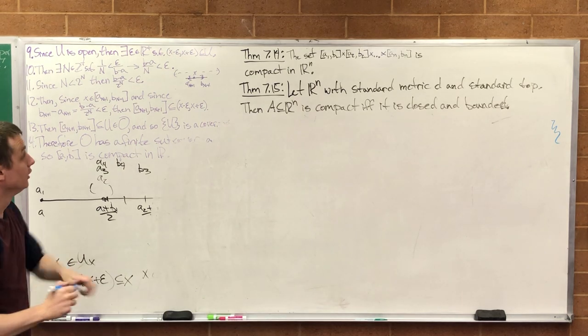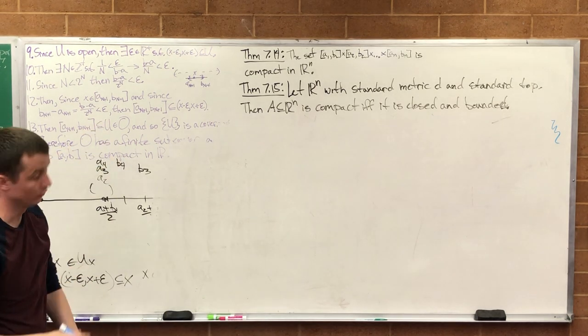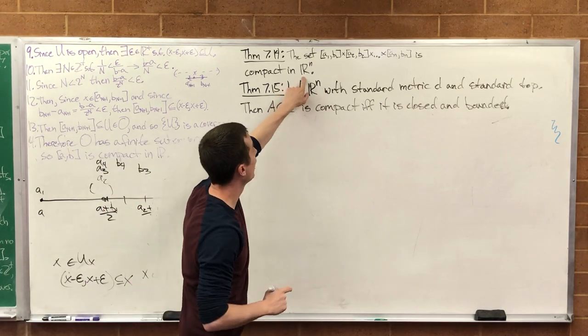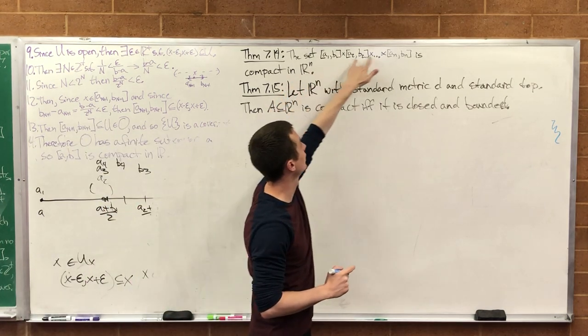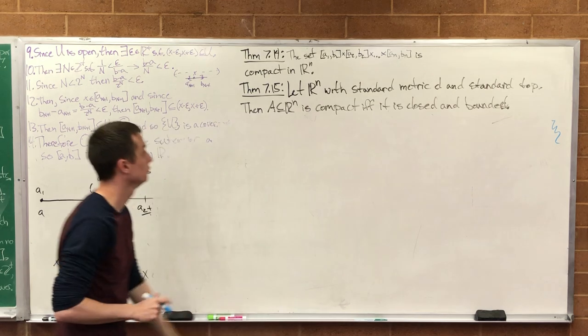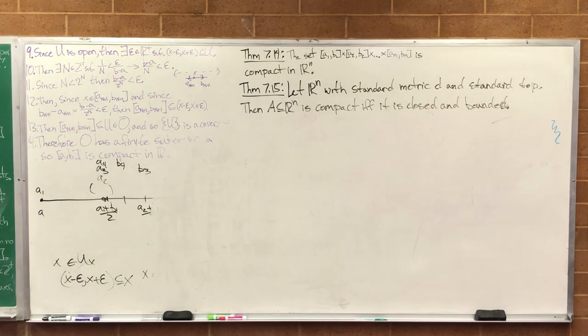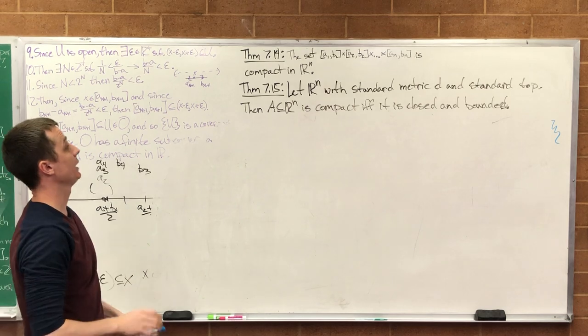Okay. So a quick corollary of what we just proved is that in Rn, any cross-section of closed bounded intervals is still going to be compact. And we proved the base case. This would now be proved by induction, just like that one.